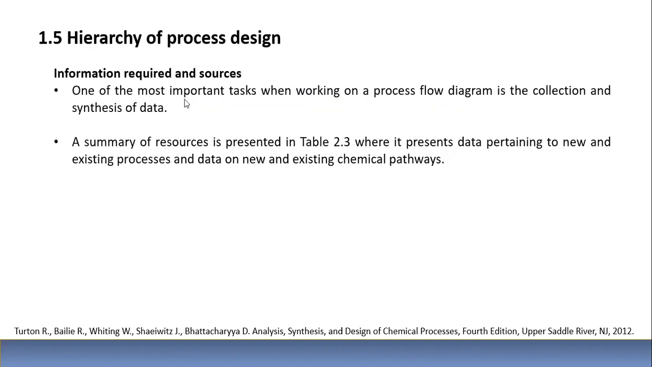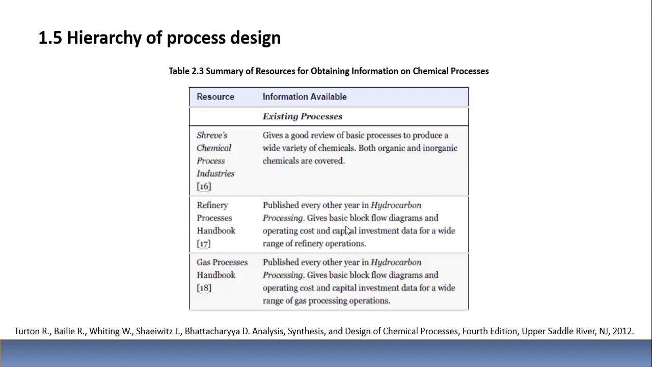Information required, one of the most important tasks when working on a process flow diagram is a collection of synthesis of data. A summary of resources is presented in table 2, where it presents data pertaining to new and existing processes and data on new and existing chemical pathways.